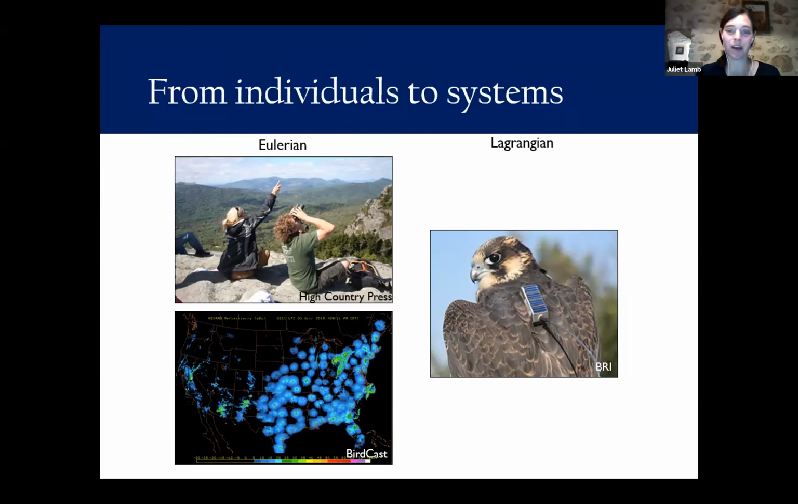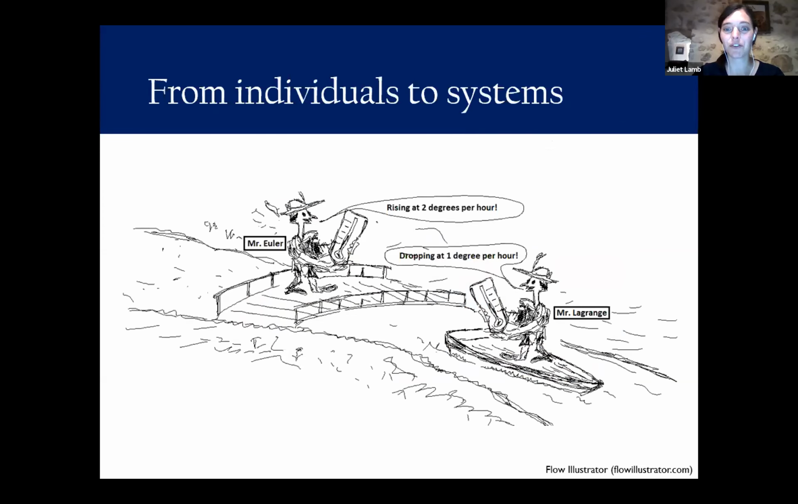That's an individual's perspective moving through the system. When we're using tracking data, we're often trying to take this Lagrangian data and put it into some sort of Eulerian framework, because conservation is generally done in a place-specific framework rather than an individual-specific framework. But as you can see from this cartoon, there are differences in perception of what's happening in a system, depending on whether you're looking at it from a stationary perspective or from the perspective of a moving object. So I think it's worth keeping that in mind.